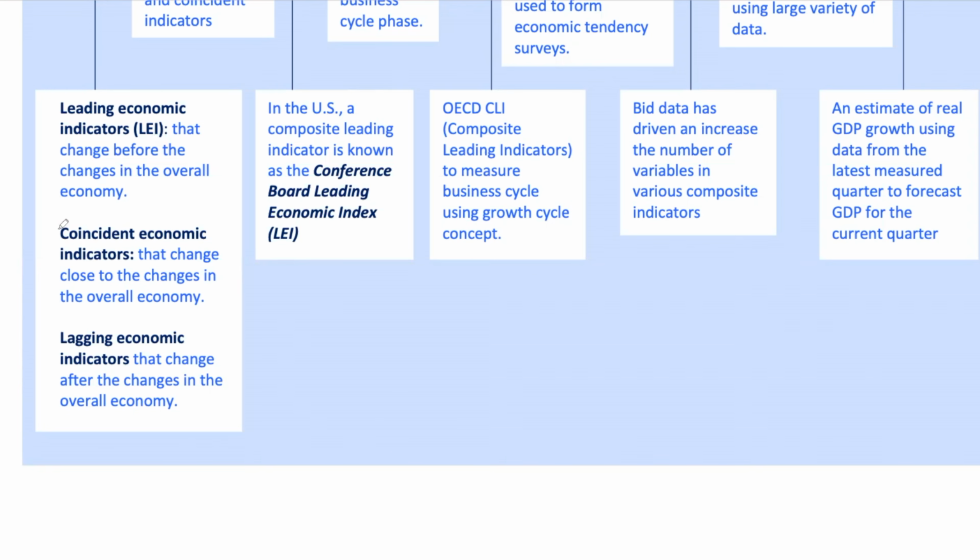Second type is coincident indicators. These change with the overall economy, reflecting the current state. Examples include GDP, industrial production, and employment levels. Coincident indicators are useful for confirming the current phase of the business cycle. Third type is lagging indicators. These change after the overall economy, showing past conditions. Examples include unemployment rates, consumer prices, and corporate profits. Lagging indicators help confirm long-term trends and the effectiveness of economic policies.